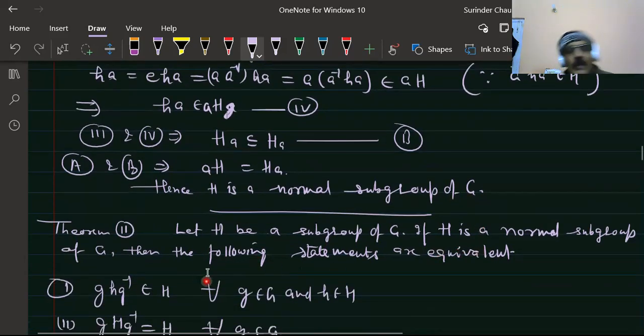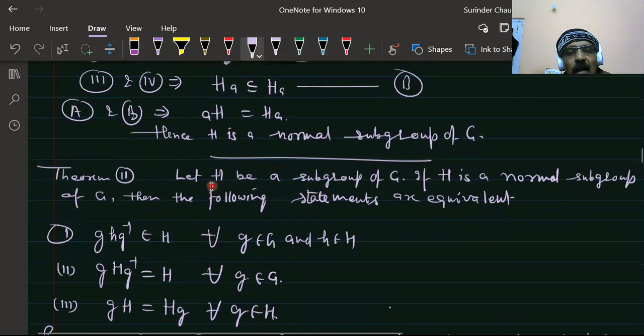Now let's summarize. Let H be a subgroup of group G. If H is a normal subgroup of G, then the following statements hold true. That is, first implies second, second implies third, third implies first. If H is a normal subgroup of G, then g h g inverse belongs to H for all g belonging to G and h belonging to H, which implies g H g inverse is equal to H for all g.